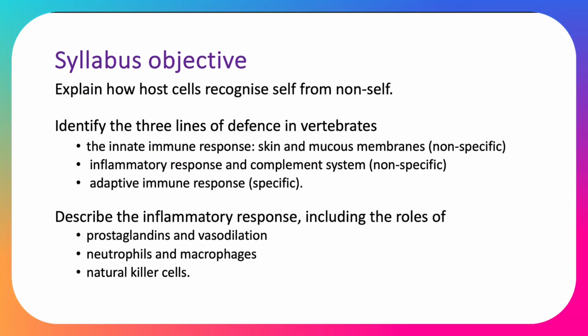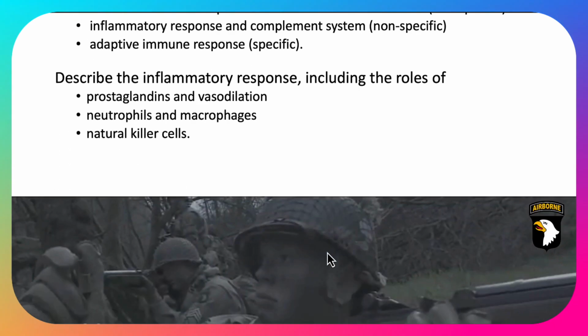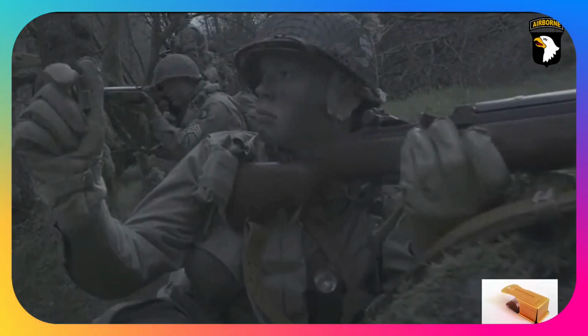So here's the syllabus objectives. You need to explain how host cells recognize self from non-self. You need to look at the 3 lines of defense. We're going to talk about these first 2 today, and then we're going to look more specifically at the inflammatory response. First of all, let's start with a story.